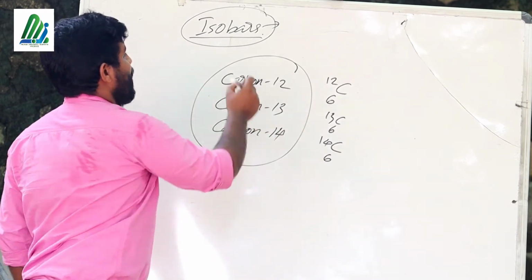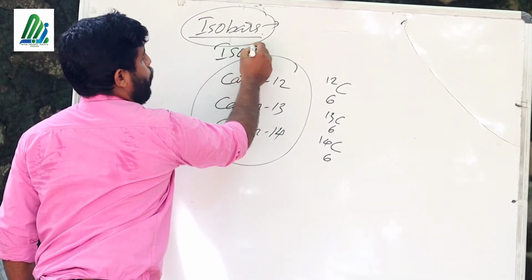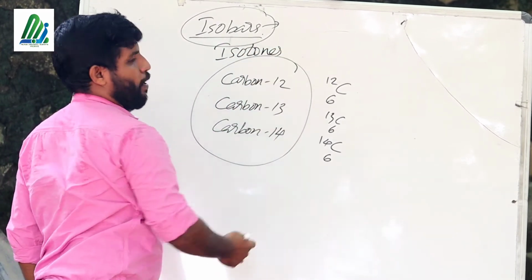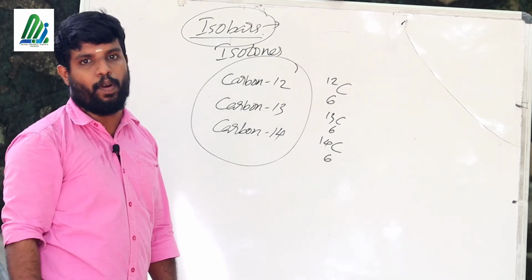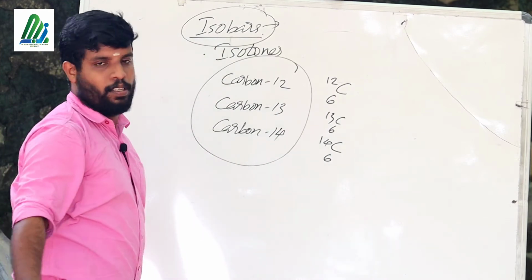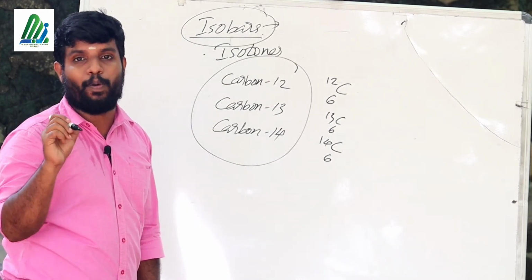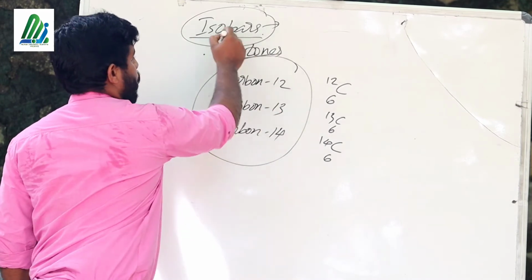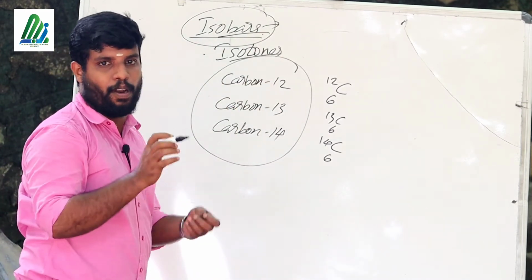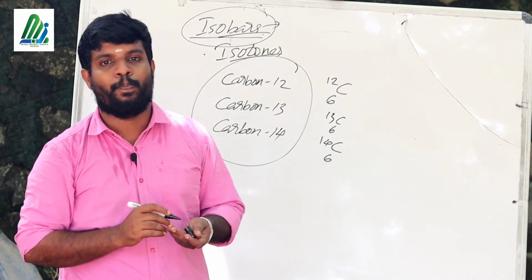Then there are isotones. They do not depend on mass number or atomic number. If the number of neutrons is equal, they are known as isotones. The first case we discussed for our chapter is isotope.